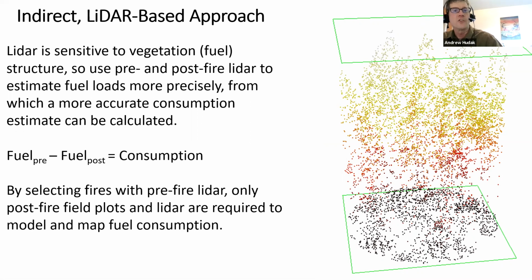So as you know, LiDAR is very sensitive to vegetation and fuel structure. And so if we can relate the LiDAR point cloud data to estimates on the ground, we can fit models to predict those fuel attributes from the LiDAR data and then generate maps. We'll do that pre-fire and post-fire with pre and post-fire LiDAR collections, and then difference the maps to get consumption.